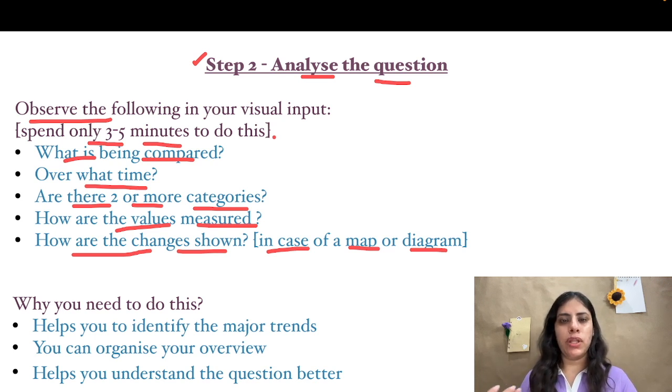It might be with the help of different symbols, different arrows, different colors, and so on. Now, why do you need to do this? First of all, it will help you to identify the major trends which are happening in the visual input. If you do not spend the first few minutes analyzing the question, you are going to brainstorm or move back and forth while you write. So, spend the initial minutes to get a hold of the question.